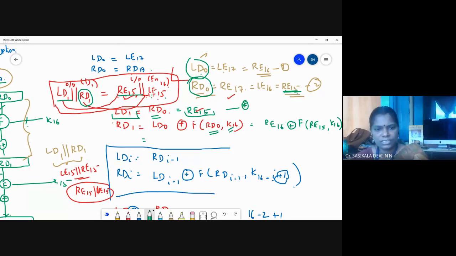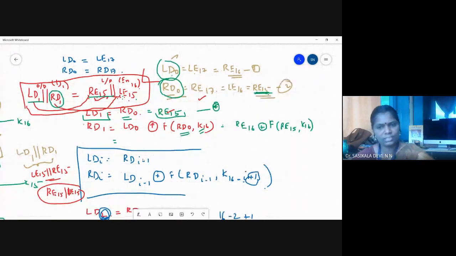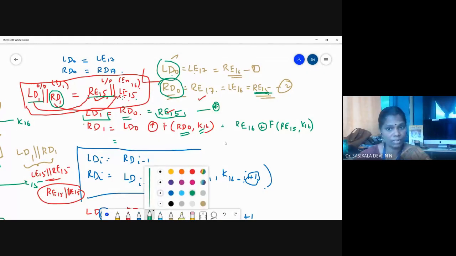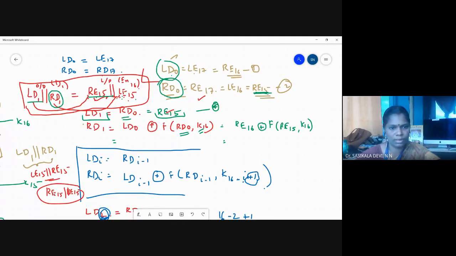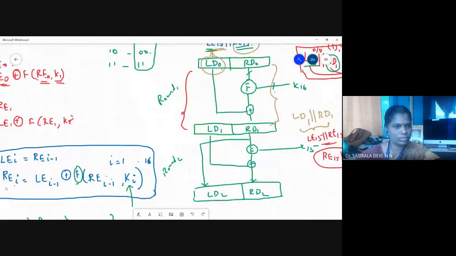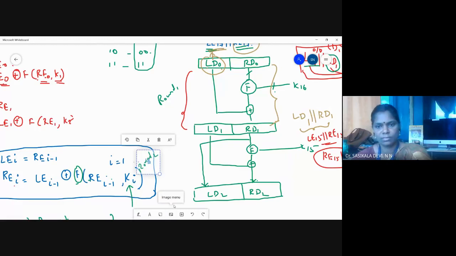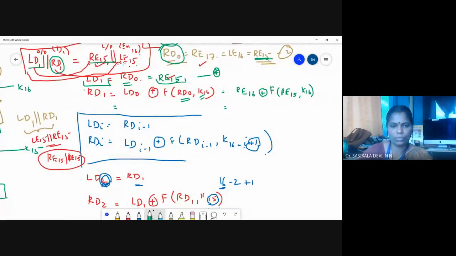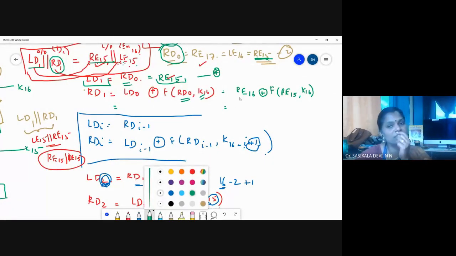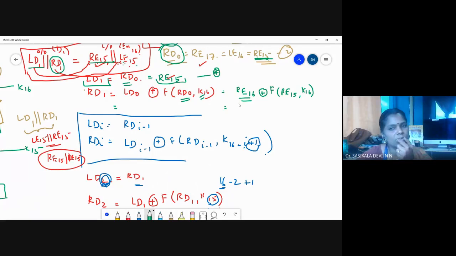Further, just proceed. What is the equation for RE15? Just apply the encryption linear equation: REi is equal to LEi minus 1 XOR F of REi minus 1 comma K. Just substitute these values. What is RE16? Any one of you please tell me, by applying the encryption equation.